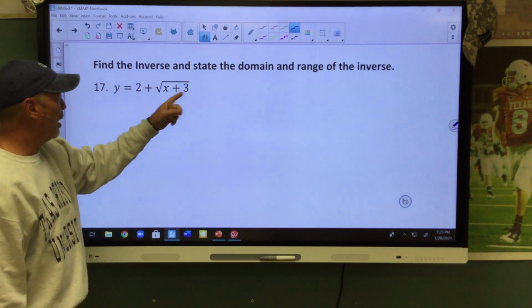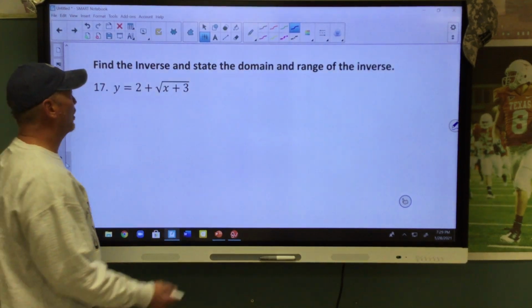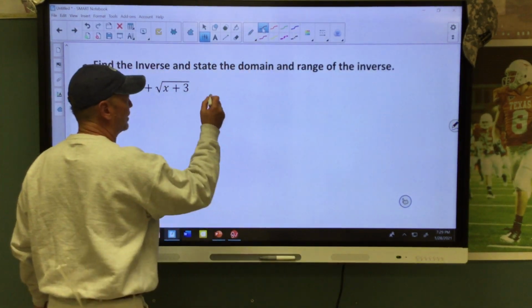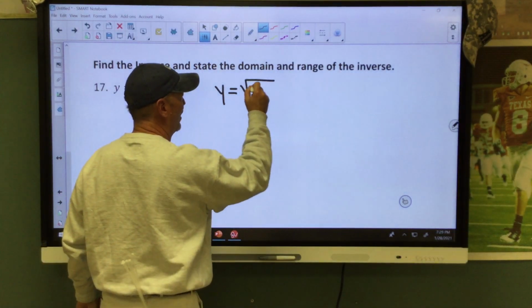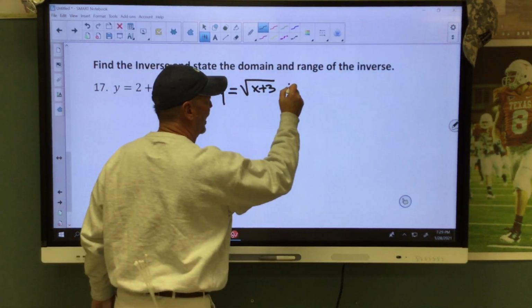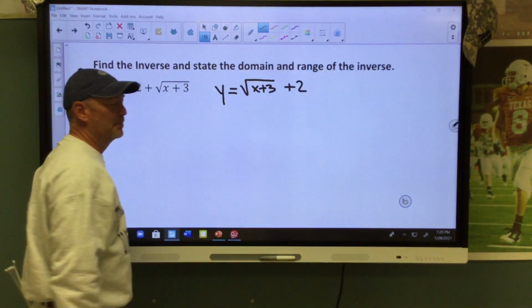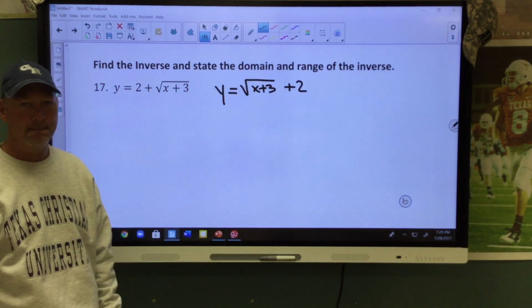Okay? But this bothers me. I don't like the way this is written. I am a lot more comfortable if it's written like this: y equals the square root of x plus 3, and I like the k value to be at the very back end. That makes me more comfortable, so I'm going to rewrite my problem to where it's normal, okay?